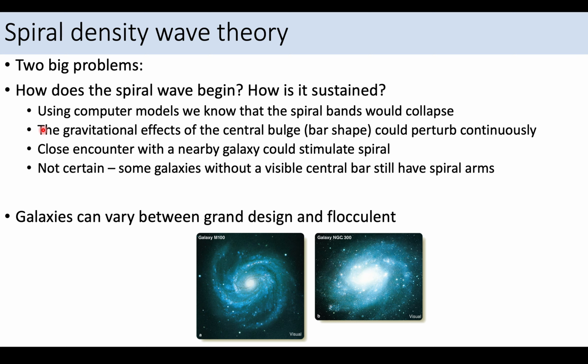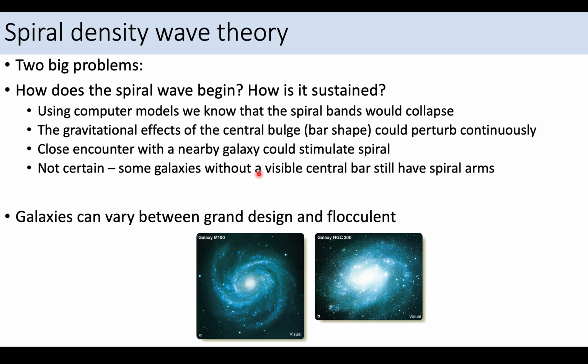Or two, the galaxy might encounter other galaxies nearby that could stimulate that spiraling. So it's really not certain, because some galaxies don't have a central bar or a central bulge that we know of, or it's not visible, but they still have spiral arms. So spiral wave theory makes sense, and it is what we go with, but we don't know everything about it. It doesn't answer all of the questions. With a lot of aspects of astronomy, that's how it goes.